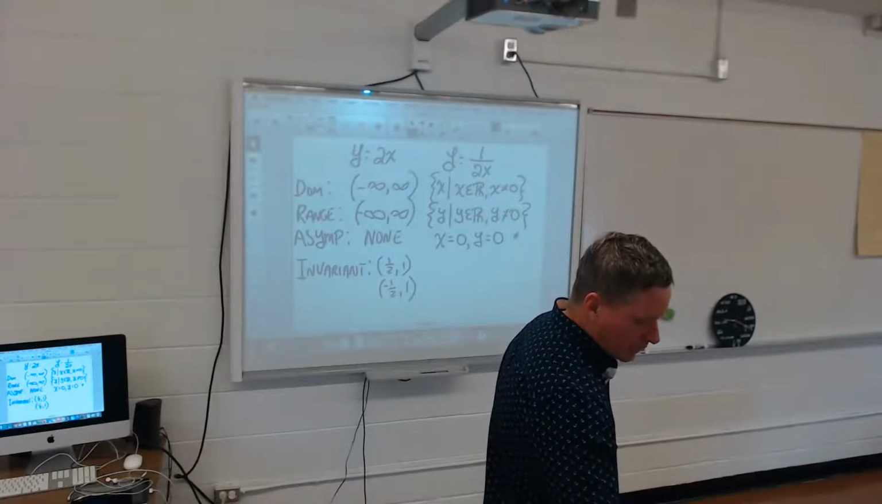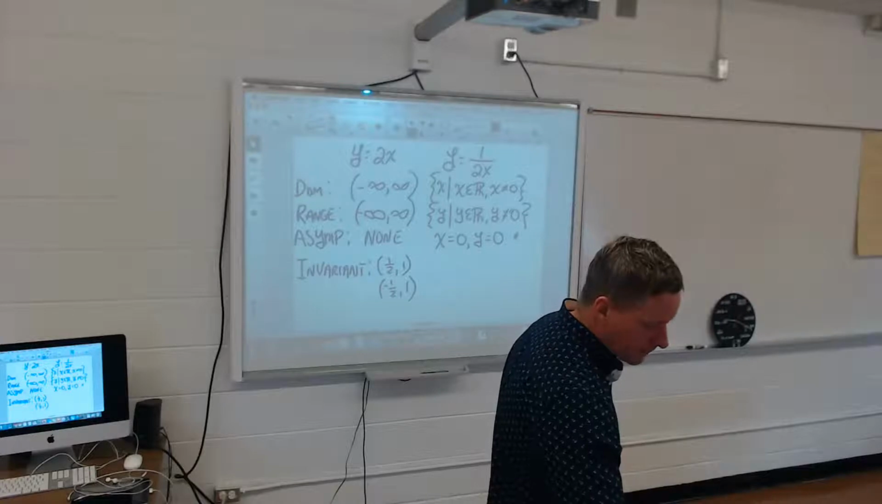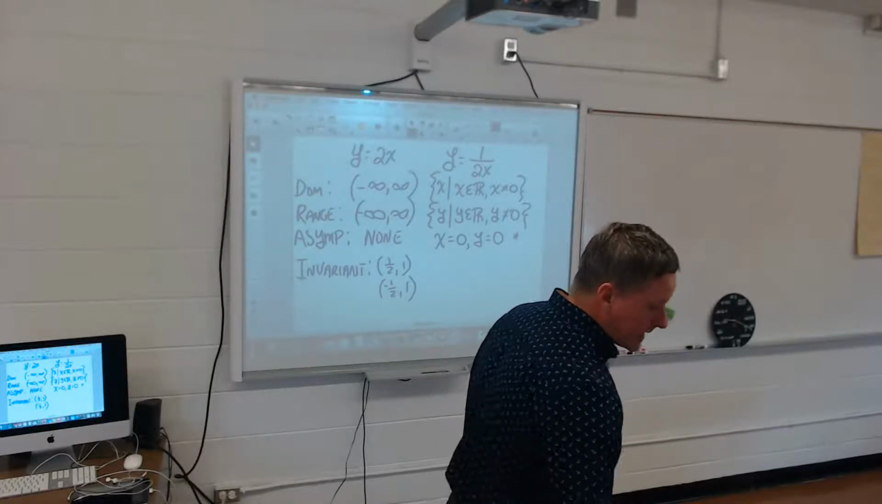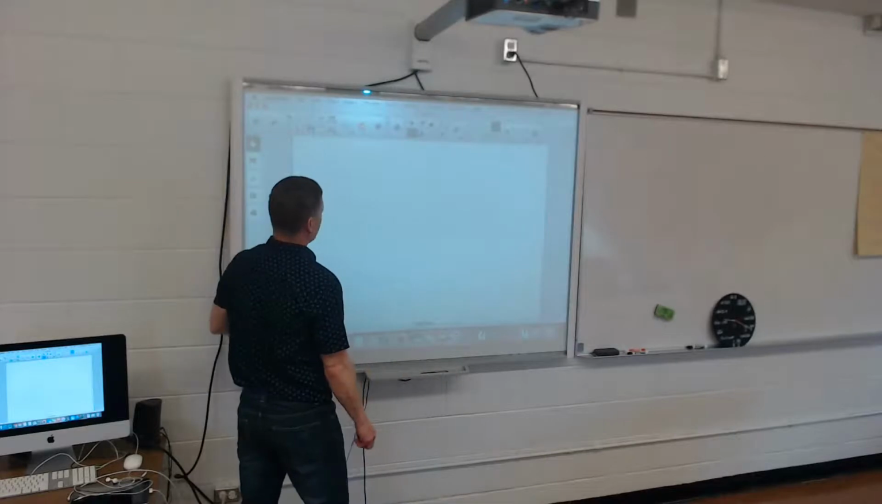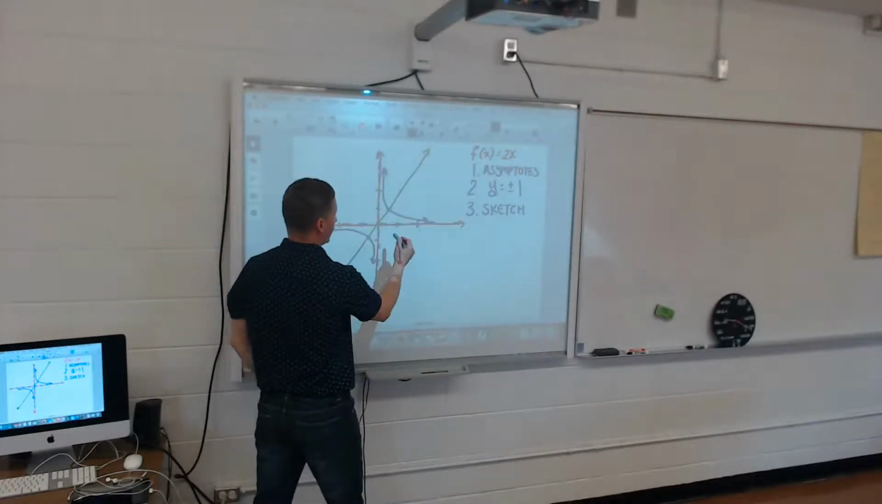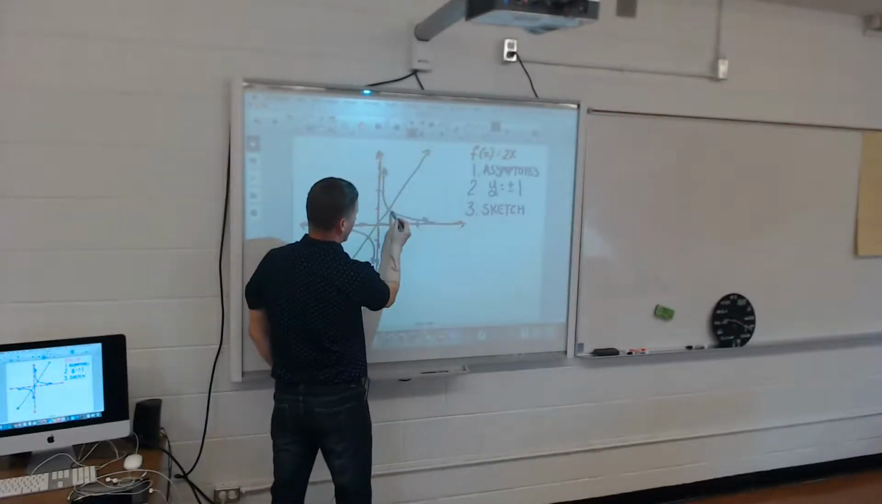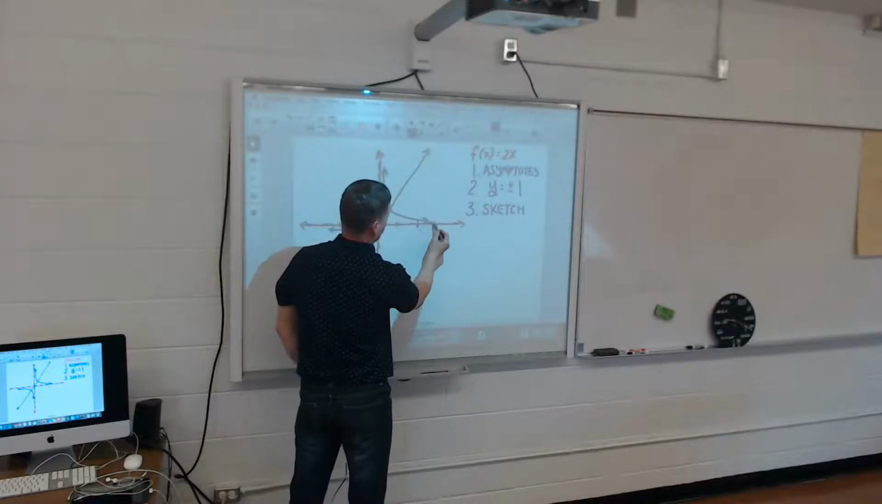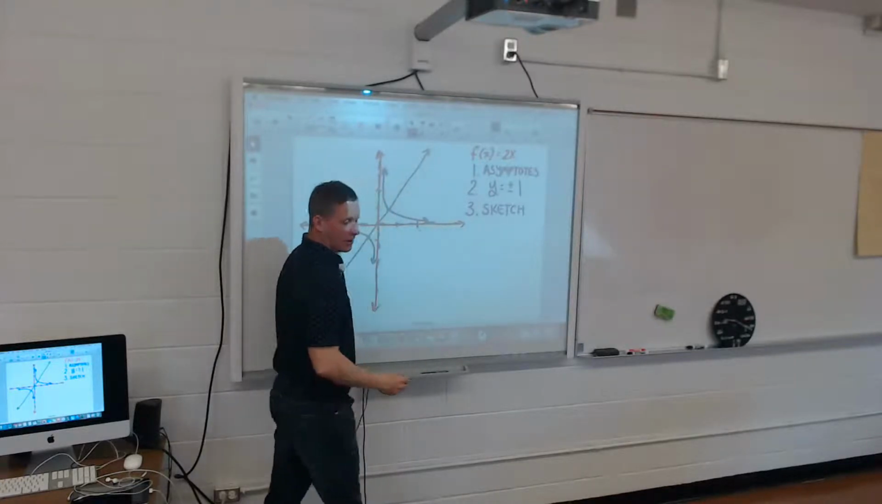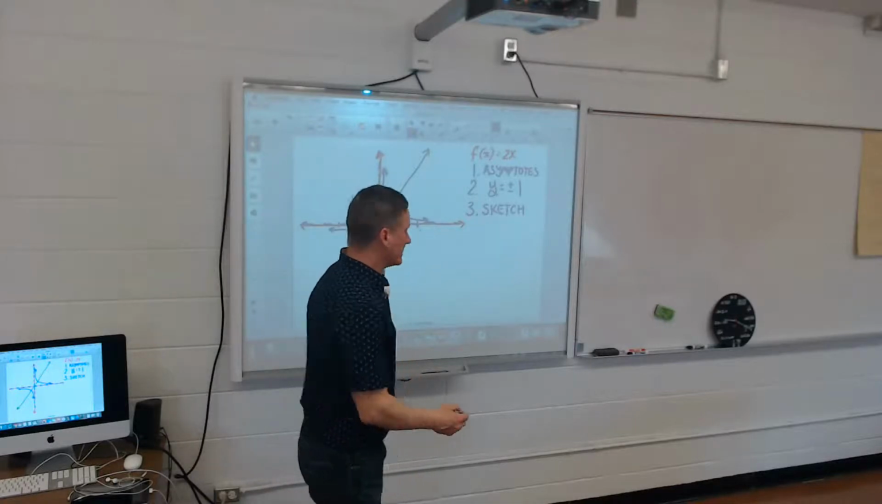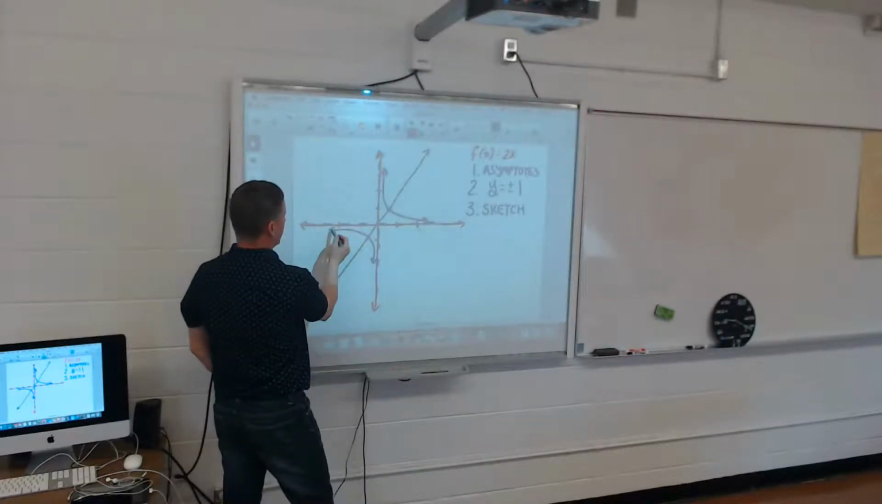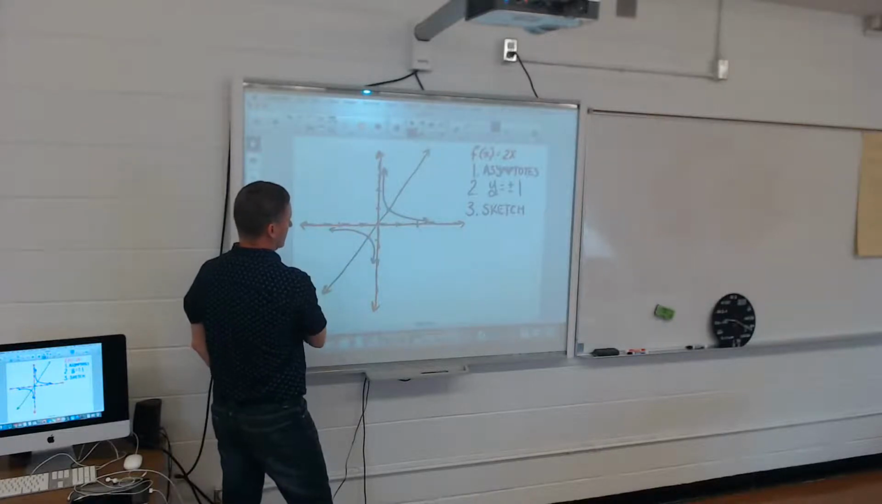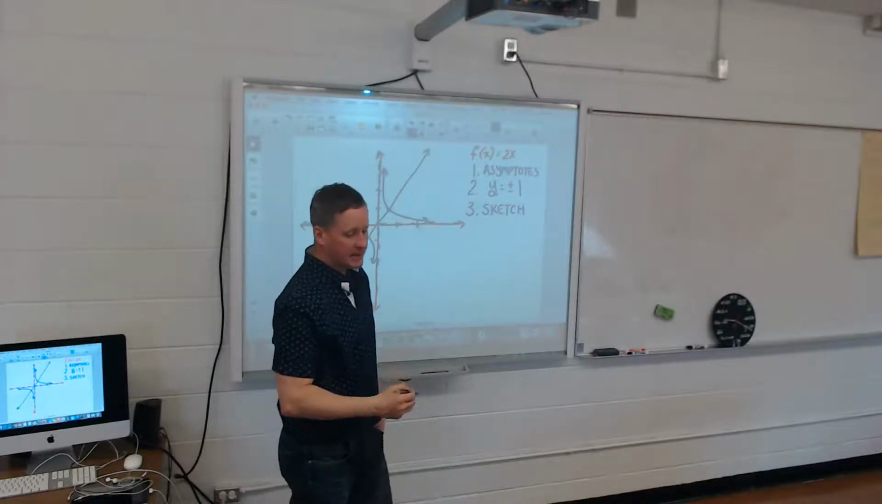Can y equal 0? Again, no. What happens to the value of y as x increases in value? So what's happening? As my x gets larger here, what's happening to my y value? They're getting smaller. And as x gets smaller, what is happening to my y values? They're getting closer and closer to, sorry, not smaller, my bad. They're getting larger. So it's the opposite in this case.